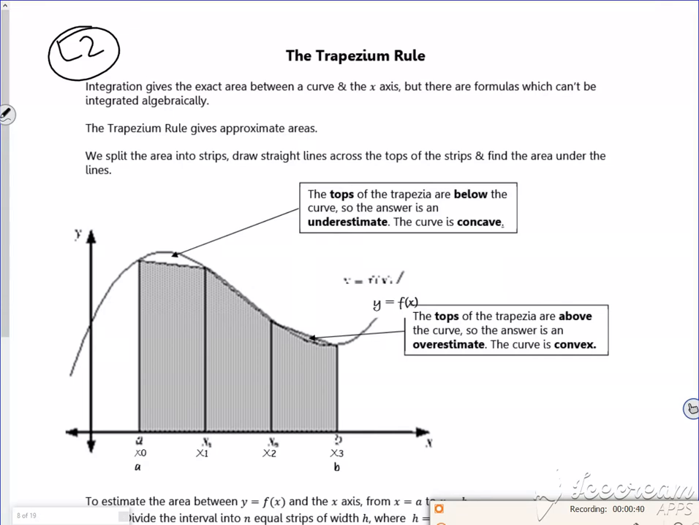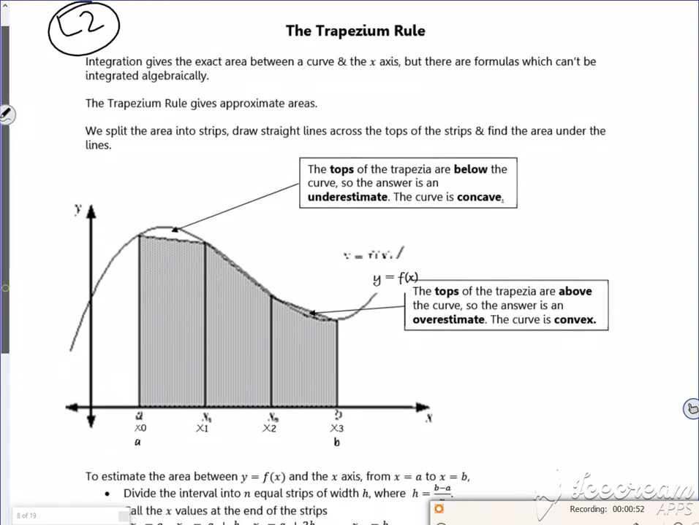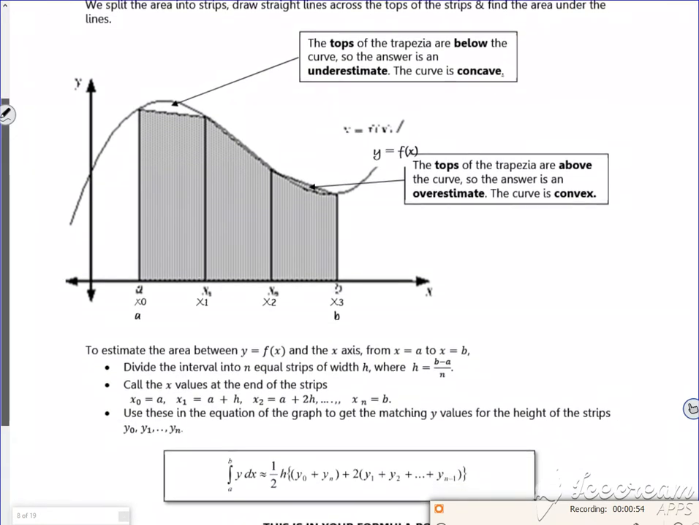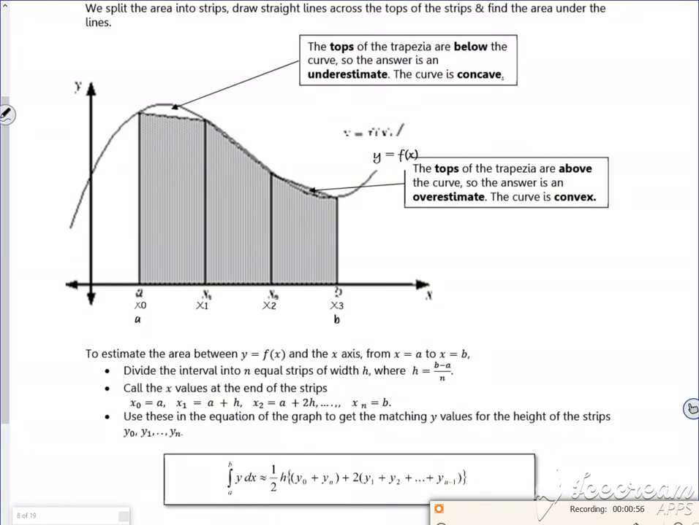Right then, so trapezium rule. It's quite nice. It's a numerical integration method. So there's some equations that you just can't integrate, and you have to do this other method of doing it. So let's have a look here.